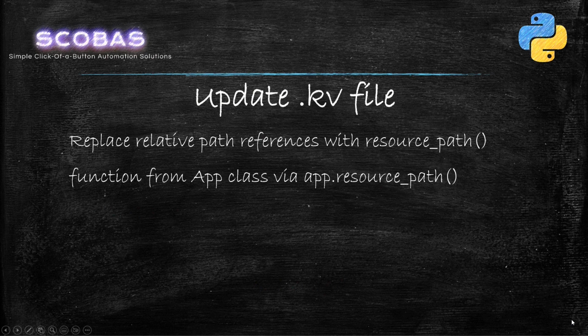Once the Python file has been updated, we also need to update the Kivy file. Again, we're going to use this function, this resource path function that we've written in our app class. We're going to use that to replace the relative path references in our Kivy file. And you do that by, as usual, calling app.resourcePath.